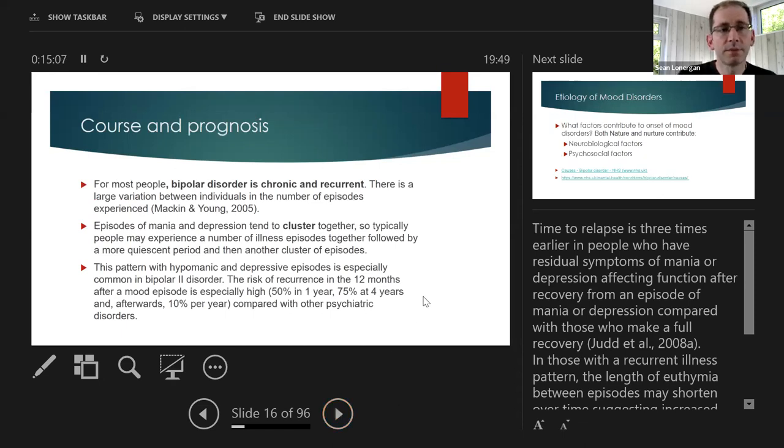In terms of the course and prognosis, for most people bipolar disorder is chronic and recurrent. There is a large variation between individuals in the number of episodes experienced. Episodes of mania and depression tend to cluster together, so typically people may experience a number of illness episodes together, followed by a more quiescent period, and then another cluster of episodes. This pattern with hypomanic and depressive episodes is especially common in bipolar 2 disorder. And the risk of recurrence in 12 months after a mood episode is particularly high, 50% within 1 year, 75% at 4 years, and after that, approximately 10% per year in addition, compared with other psychiatric disorders.